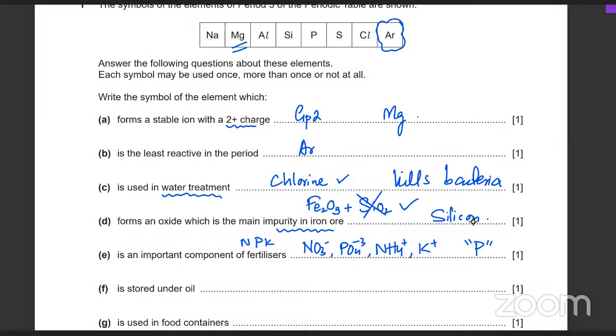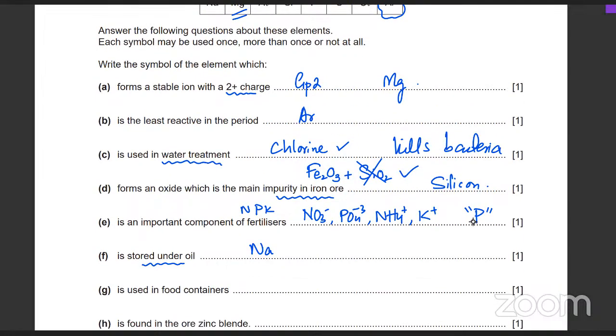It's stored under oil. So there's an element that is so reactive, which is sodium, that it will react, it will catch fire, it will start burning with air. It reacts explosively, so you have to store it in oil.